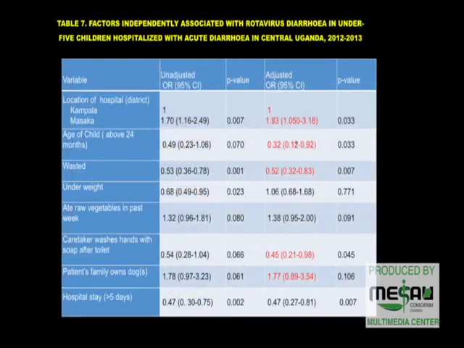Among the factors which were associated on multivariable analysis, we found that the children recruited from Masaka were more likely to have rotavirus infection. The children who are above 2 years were less likely to have rotavirus infection. The children who are wasted were also less likely to have it. And the caretakers who washed hands with soap after the toilet, their children were protected against rotavirus infection. Also, with a hospital stay of more than 5 days, you're less likely to have had rotavirus infection.